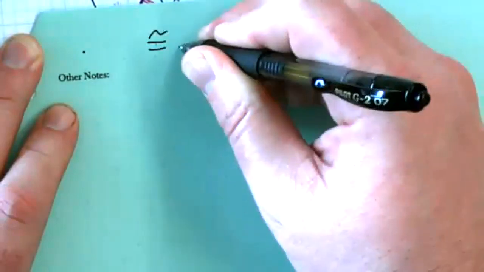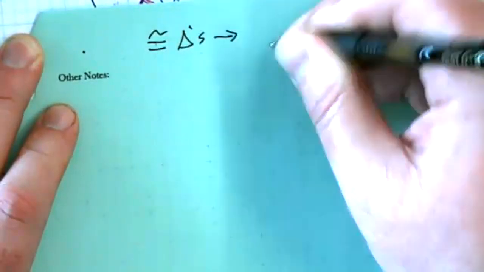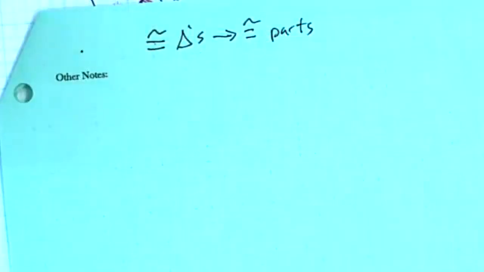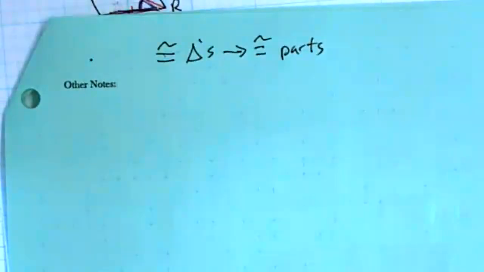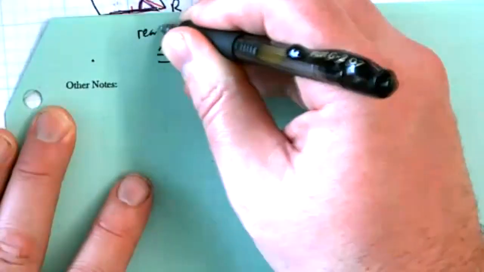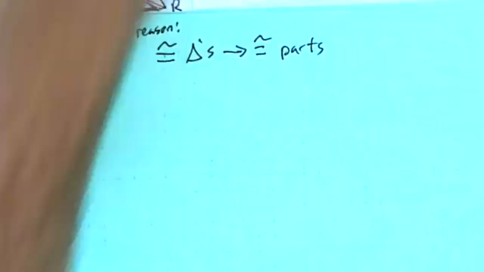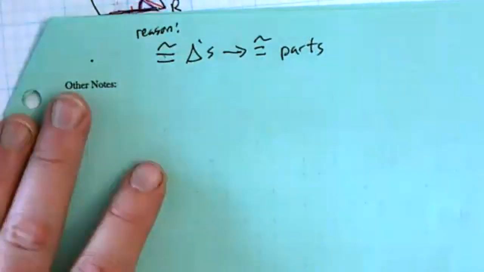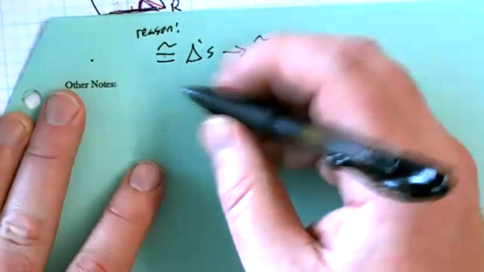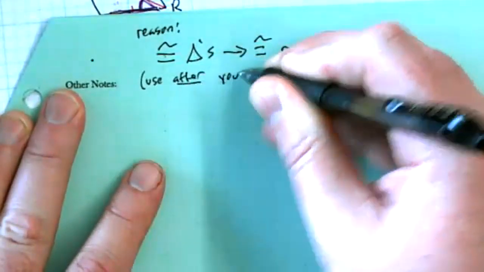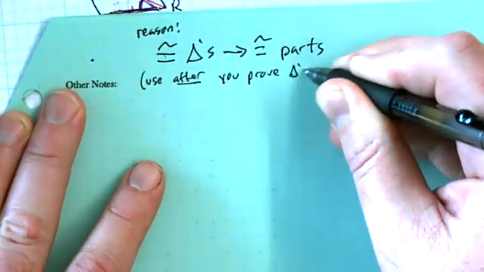Congruent triangles lead to congruent parts. Congruent triangles lead to congruent parts. And I'm going to make myself a note. So this is going to be our new reason that we're going to be using a lot. And we use this after you prove the triangles congruent.